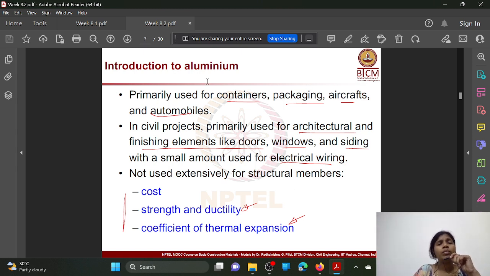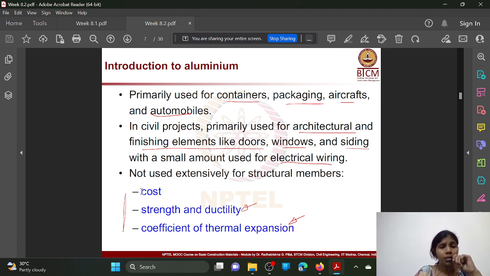And aluminium, as we see, you would have observed in some kitchen products or packing products and in the automobile industry. It is mostly used for making containers, packings, aircrafts and automobiles. And in civil projects we will not be using it as a structural member, but for architectural purposes like finishing of doors, windows, sliding doors, etc.